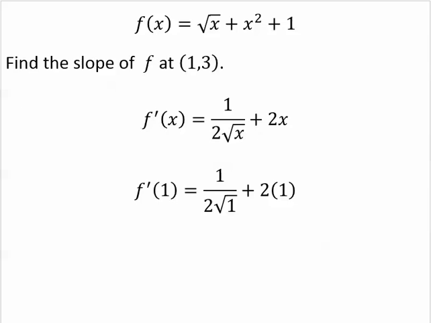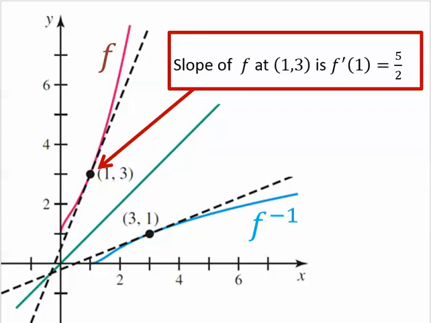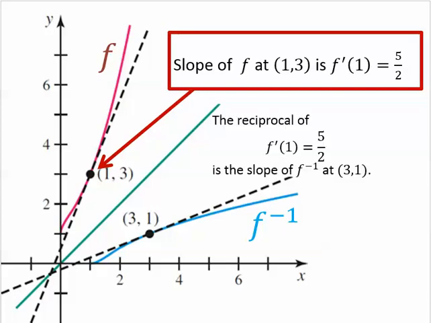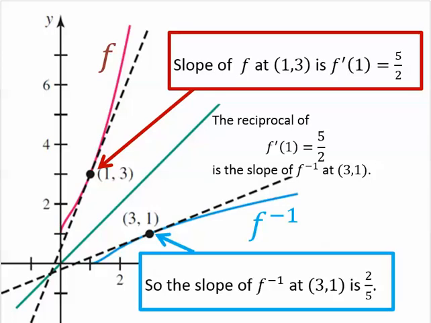Evaluating it for x equals 1, we get the derivative of f evaluated at 1 equals 5 halves. So the slope of f at 1, 3 is 5 halves. The reciprocal of 5 halves is the slope of f inverse at 3, 1. So the slope of f inverse at 3, 1 is 2/5.